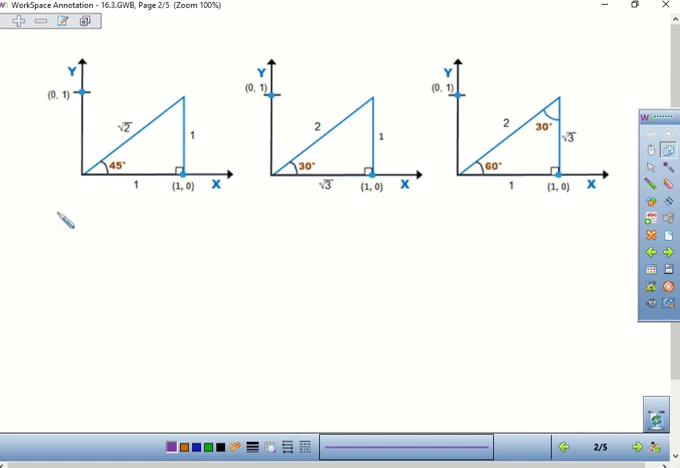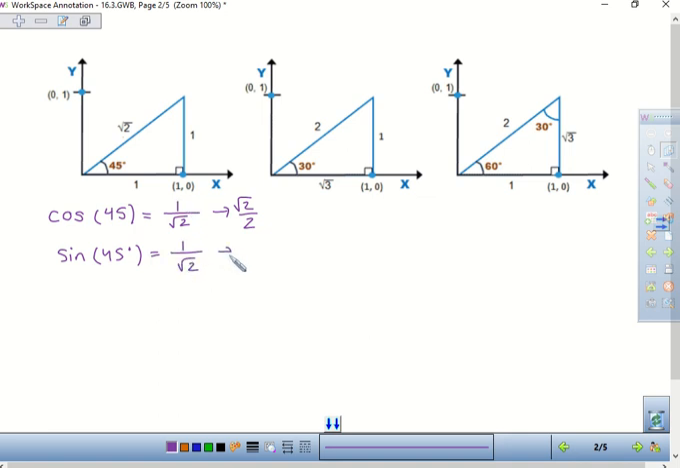I know that cosine of 45 is equal to 1 over radical 2, which we know rationalizes to radical 2 over 2. Okay, and I could do this with all of them. I could do it with sine as well, and it would be 1 over radical 2 again, which would be radical 2 over 2, right? And then I could do it with tangent of 45. Tan is what over what?